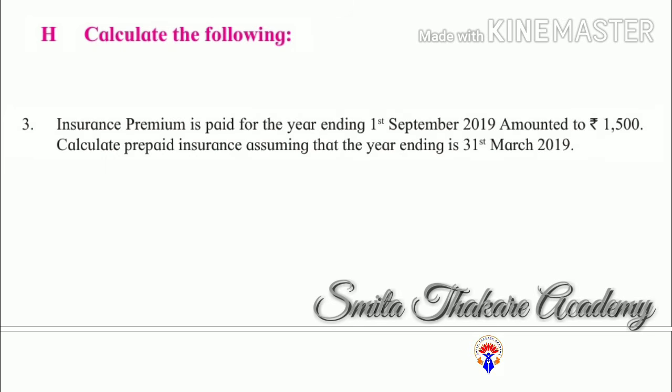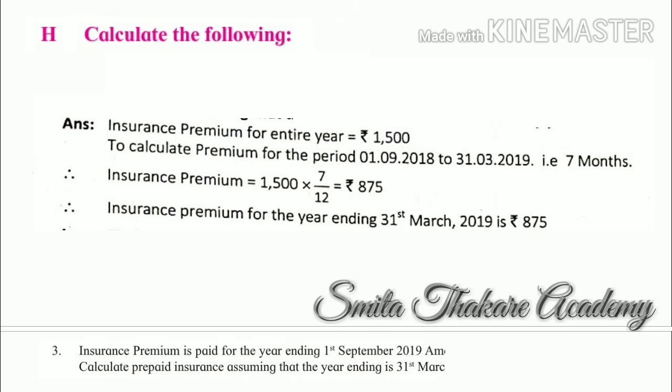Third one, insurance premium paid for the year ended 1st September 2019 amounted to rupees 1,500. Calculate prepaid insurance assuming that the year ended is 31st March 2019. Answer, insurance premium for the entire year is given as 1,500.